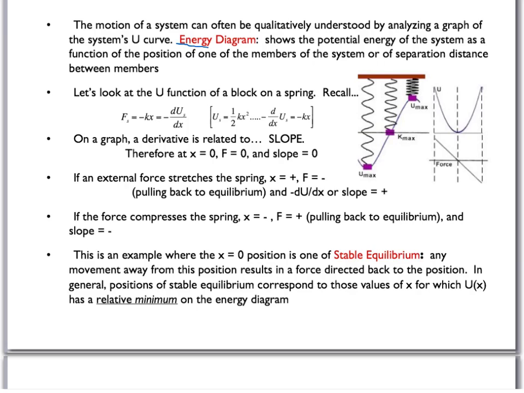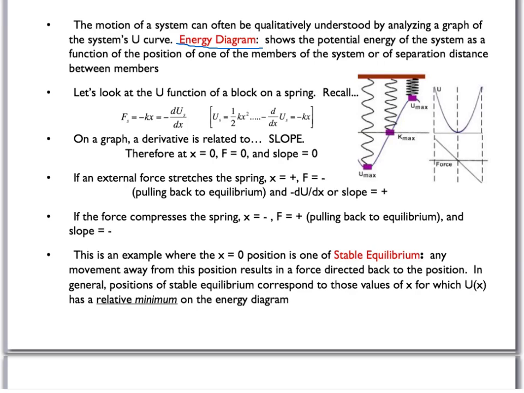This is an energy diagram. An energy diagram shows the potential energy of a system as a function of position. So one of the members of the system is moving in some way, and if you look at the position of that member, the separation distance between members, we can now create a graph of the potential energy based on where these objects are located.